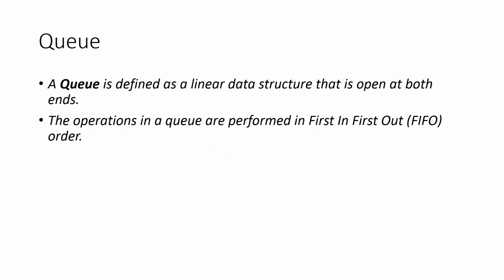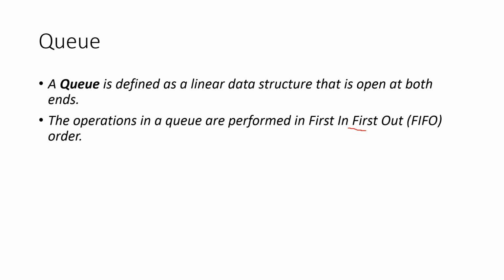First we have to know what is a queue. Queue is defined as a linear data structure that is open at both ends. The operations in queue are performed in FIFO, that is first in, first out. Just imagine a normal queue. So how are we entering into the queue? We are entering through the back side, right? And we are exiting from the queue through the front side.